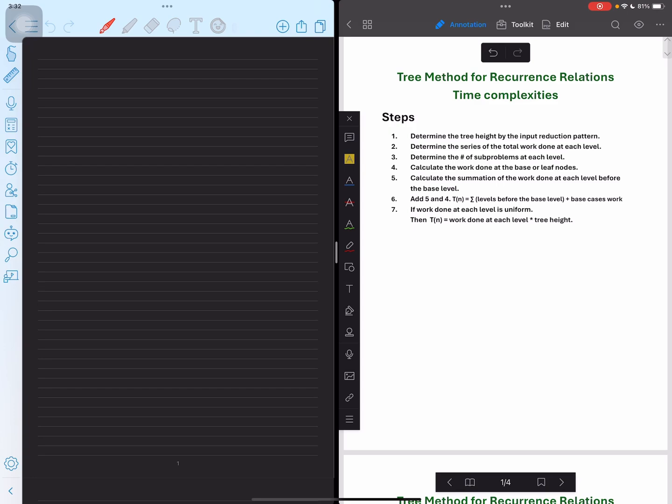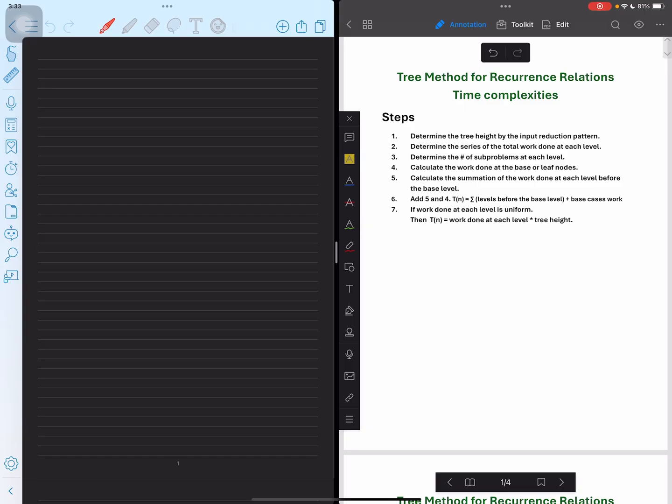Hello, people. Today we'll be taking a look at recurrence relations. We'll be applying the tree method to solve for the time complexities. So I've laid out some steps that you will need to apply. You want to know the height of the tree. You want to know the series of the total work done at each of the levels.